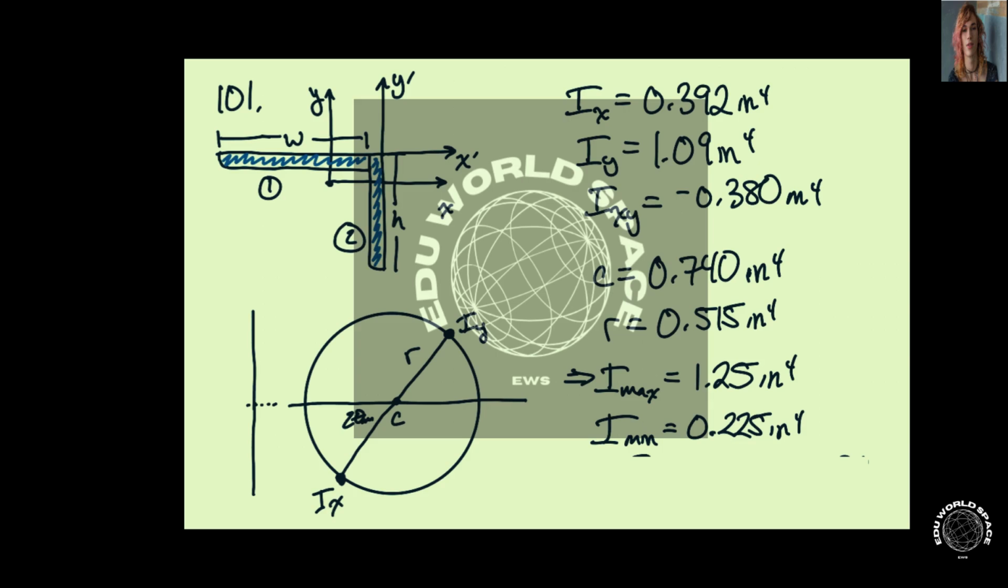And then we can get our angle by knowing that the sine of twice the angle is Ixy over r, and so we get that theta m is minus 23.8 degrees, and that means that we need to rotate counterclockwise.